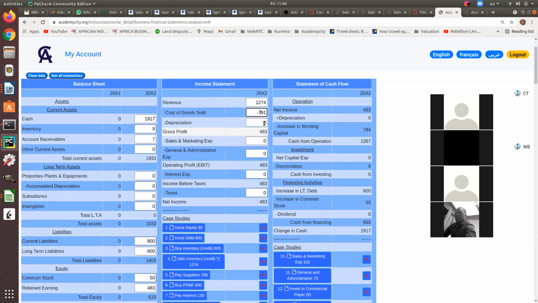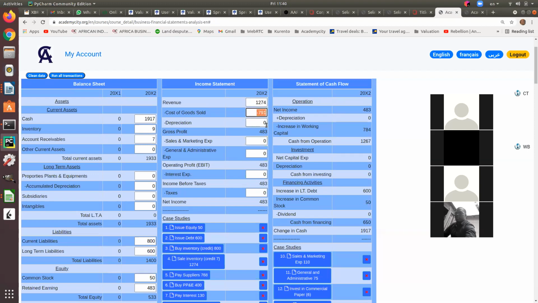Okay, I sold shoes for 1274. It cost me 791. So how much profit did I make? The difference, 483. 483,000 is profit that the company has made by selling shoes. I hope it's clear. It's a really hard one for somebody that has never done accounting before. This is one of the hardest transactions.